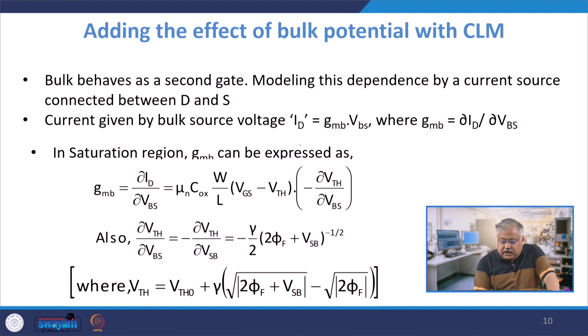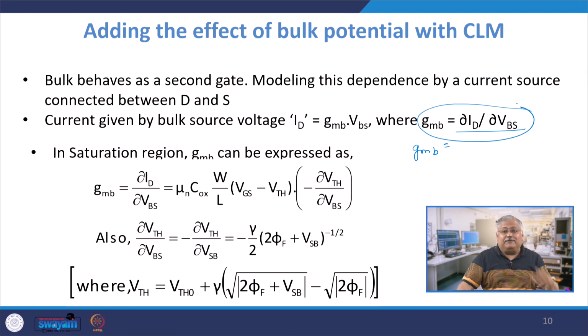And let us define a term known as GMB, which is del ID del VBS, which means that GMB is the bulk transconductance, and is given by the rate of change of drain current with respect to bulk to source voltage, and this is shown as GMB here. So GM is the transconductance of the channel because of the gate voltage change, the current change in the channel, and this one is the current change in the channel because of the source voltage.